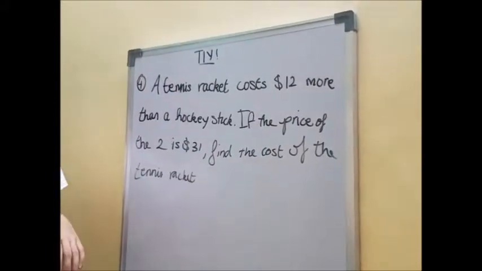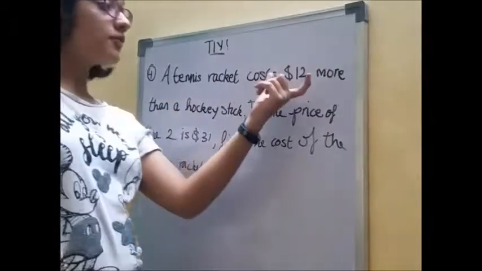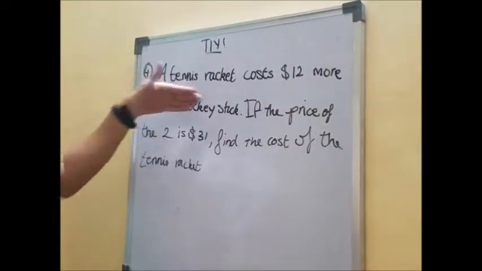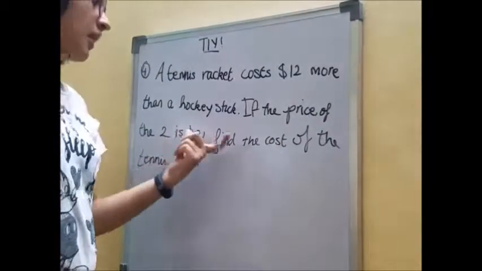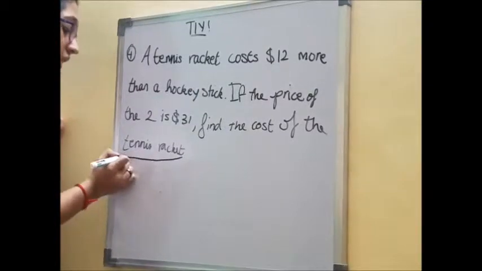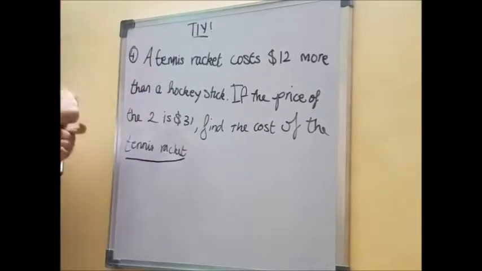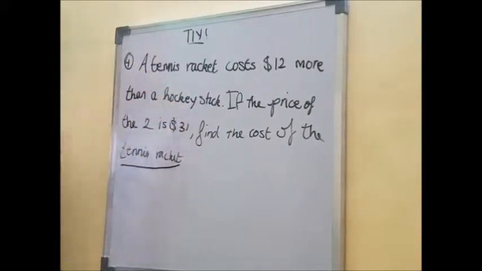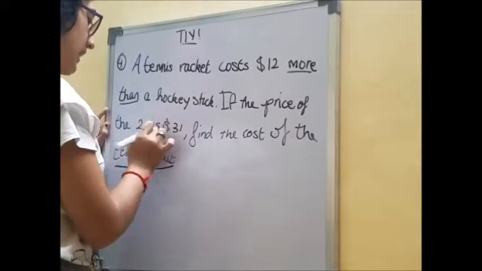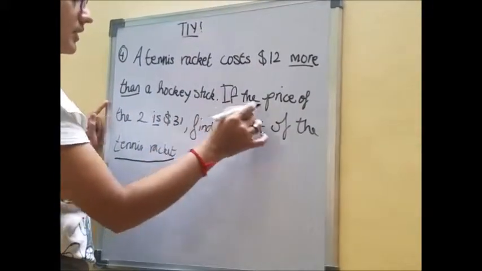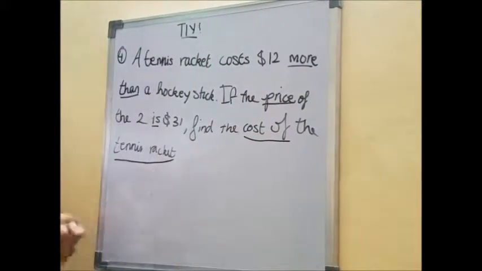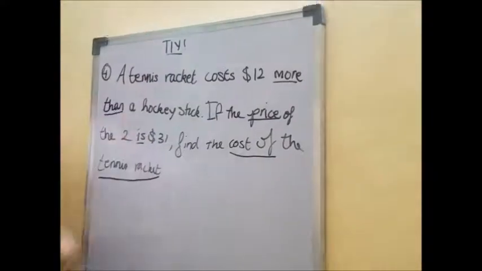The fourth and final question is, a tennis racket costs $12 more than a hockey stick. If the price of the two, tennis racket and hockey stick, is $31, find the cost of the tennis racket. So over here, the important term is tennis racket. So we only have to find the answer for tennis racket, not both. And other key terms are more than, and is, and price, total price. So the cost. The end unit is dollars. So this is your final question.